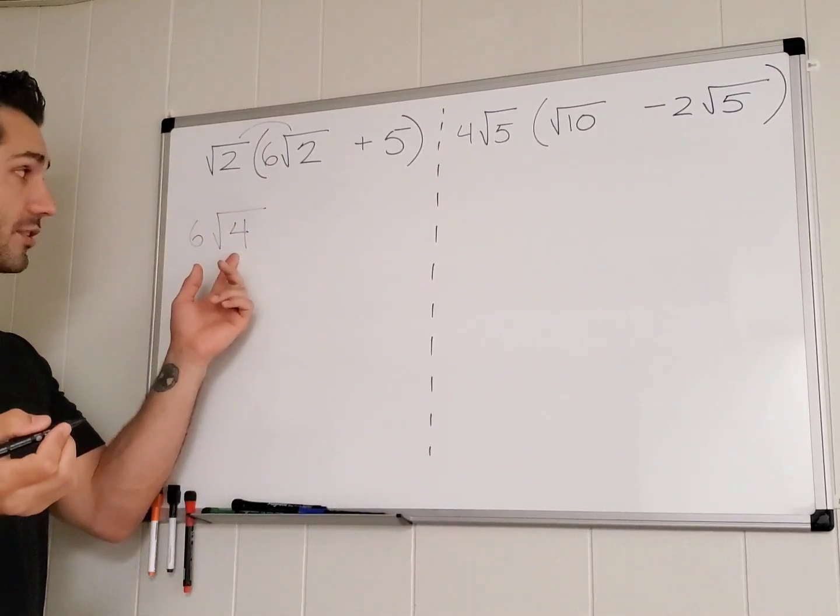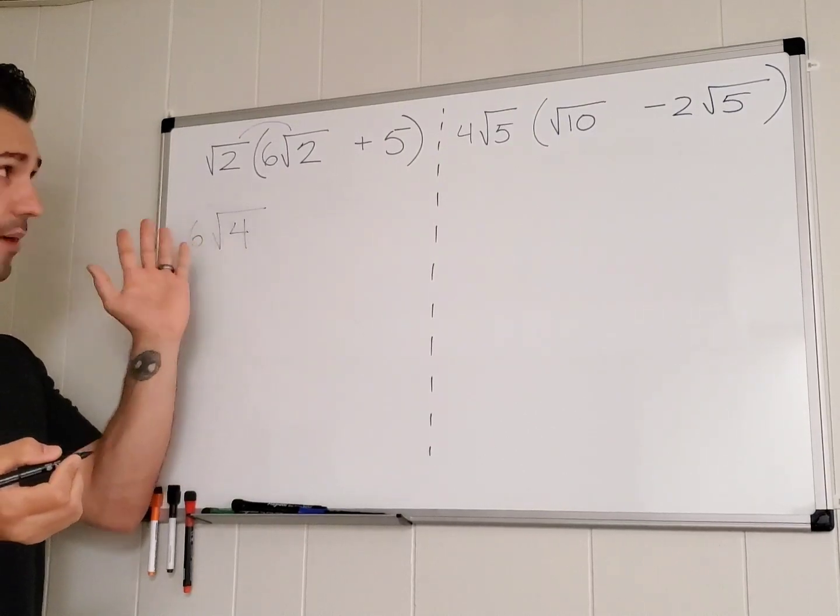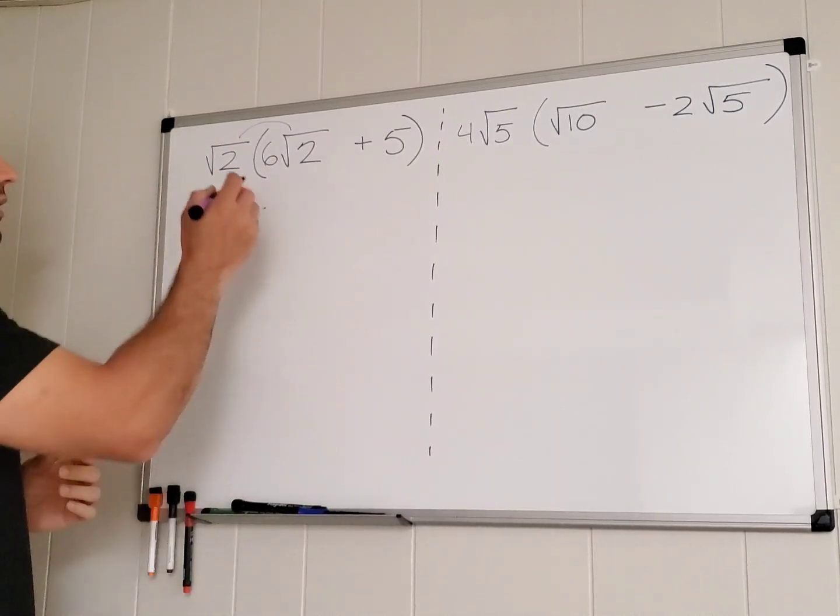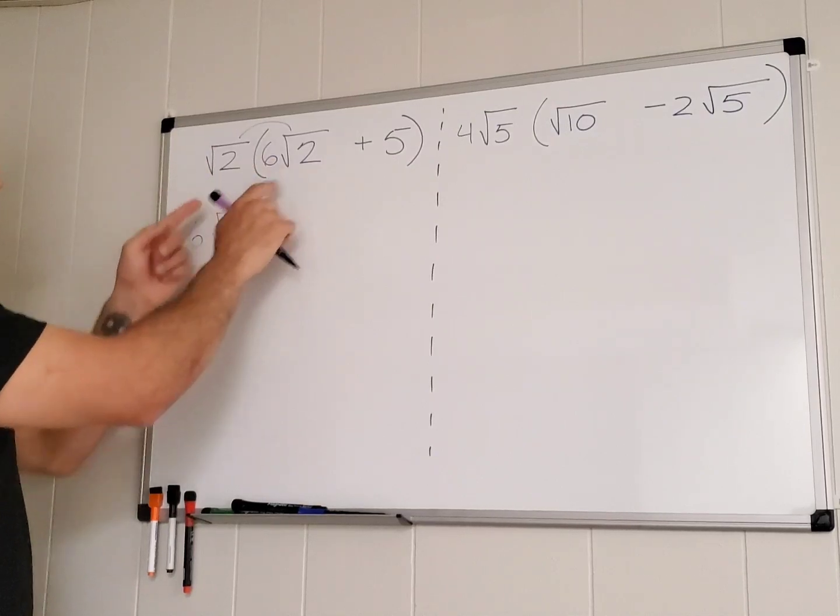I know what the square root of 4 is. A lot of you already know the square root of 4, and you see where this is going, but I'm going to keep going as if this were just a regular problem. So once again, 6 radical 2 times radical 2 gave me radical 4.